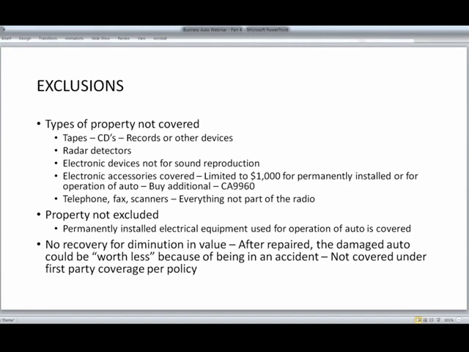The electrical accessory coverage is limited to $1,000 permanently installed, or you can buy additional coverage with CE 9960, as we talked about. It also doesn't cover phones, faxes, those things. Property not excluded is permanently installed electrical equipment, though it is limited to the $1,000. And there's no recovery for diminishing value. After repairs, the damaged auto could be worth less because of being in an accident. It's not covered under the first-party coverage under the policy.